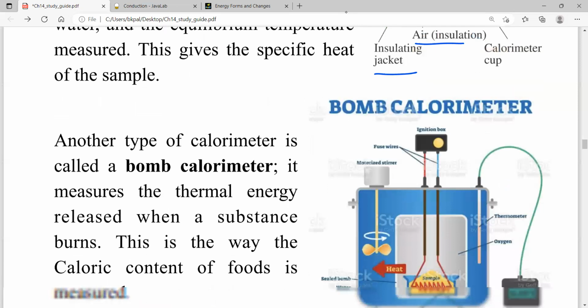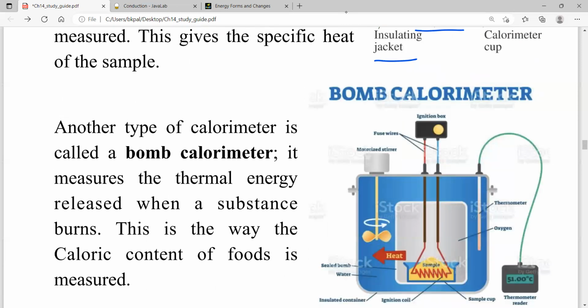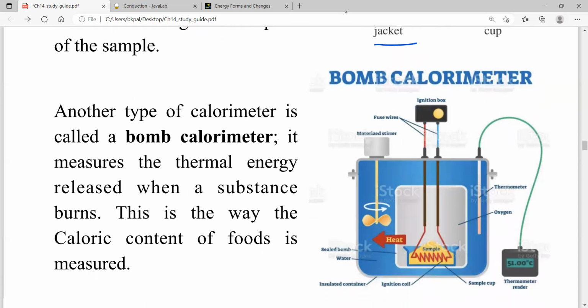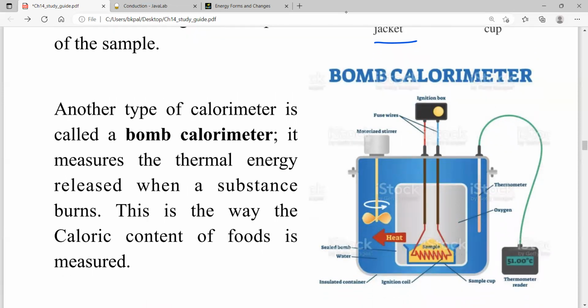Another type of calorimeter is the bomb calorimeter. A bomb calorimeter is used to determine the calorie content of food. The technique is a little bit different, but the physics is the same. One part of the object inside the calorimeter will lose heat, and another part will gain heat. Then by using this physics concept, we can determine the calorie content of the food using the bomb calorimeter.